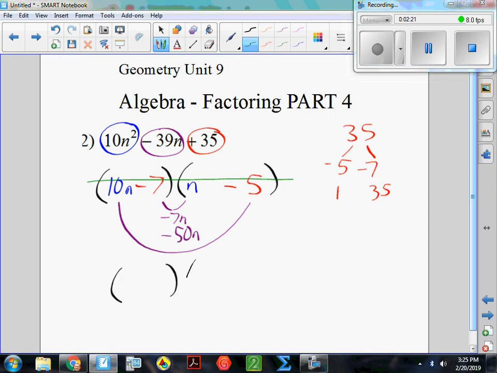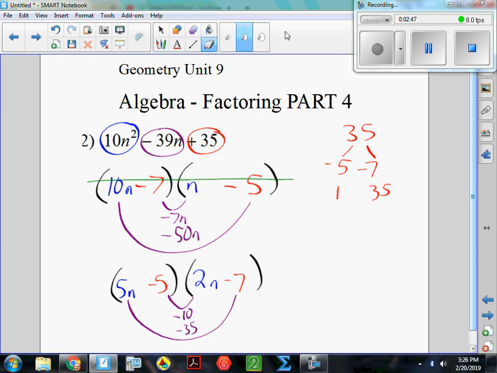So instead of my parentheses, I'm going to use 5n and 2n, and then still try to use that 5 and 7. So negative 5, negative 7. If I check the middle numbers, 5 times 2 is negative 10. Check the outside numbers, 5 times 7 is negative 35. So together that gives me negative 45. That didn't work, so we switch around our 5 and 7.